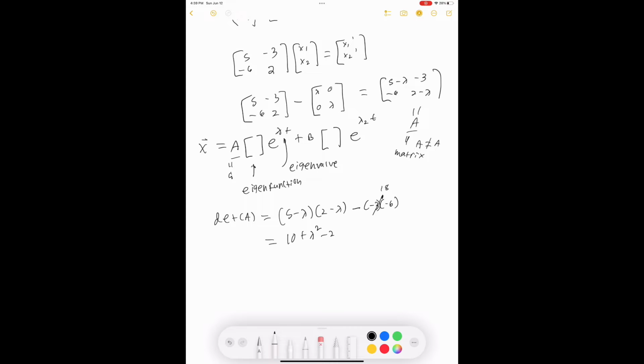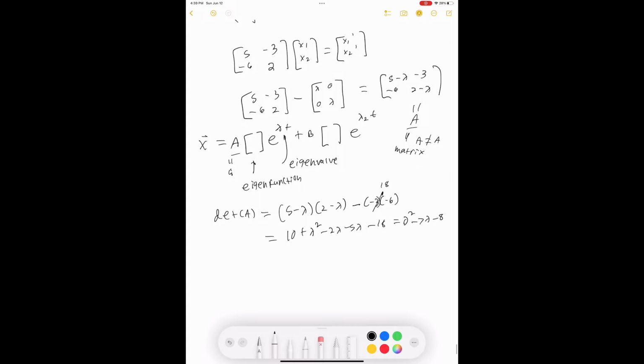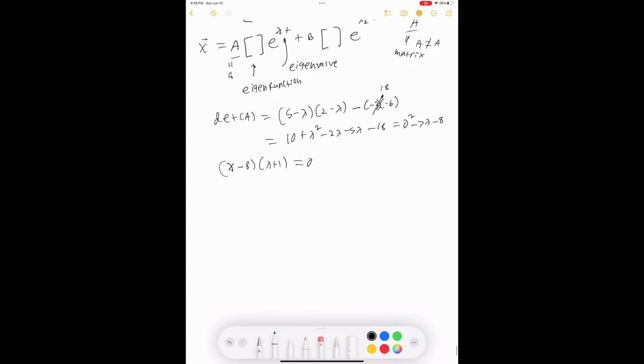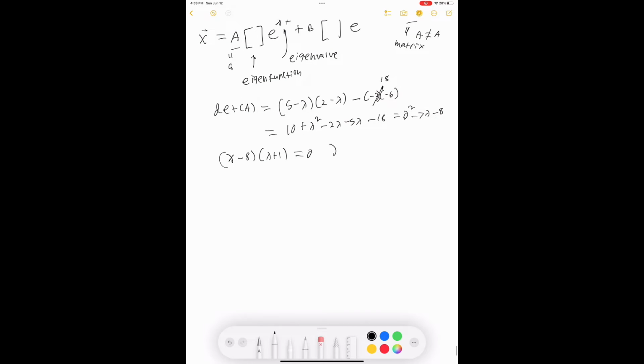So this is what we're going to get here after we multiply out. We're going to get a lambda squared, a 10, negative 7 lambda, and a minus positive 18 from the other diagonal there. That's going to give us a lambda squared minus 7 lambda minus 8, or lambda minus 8 times lambda plus 1, giving us the eigenvalues of 8 and negative 1.